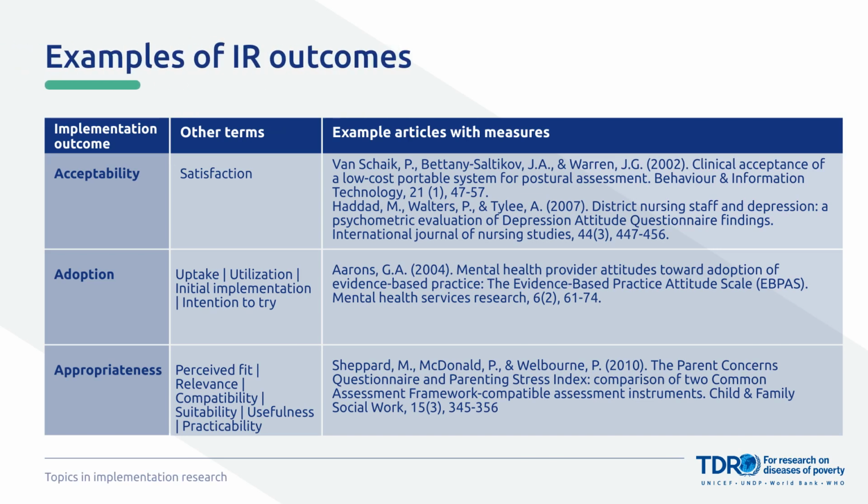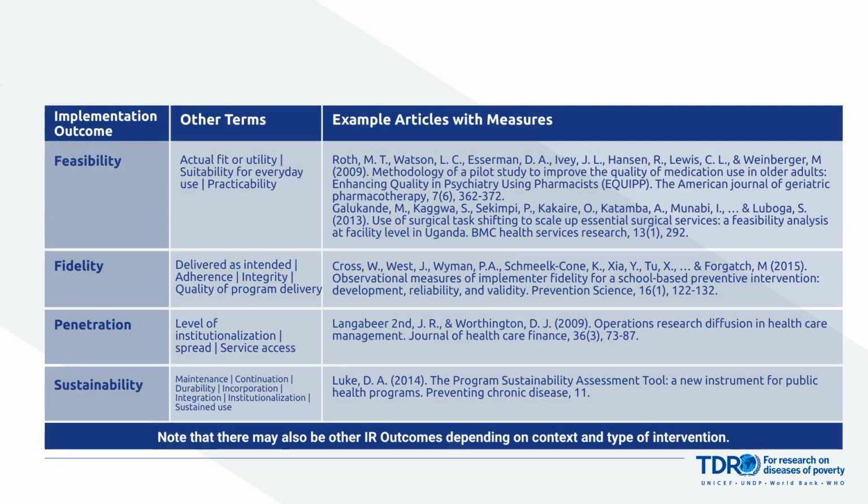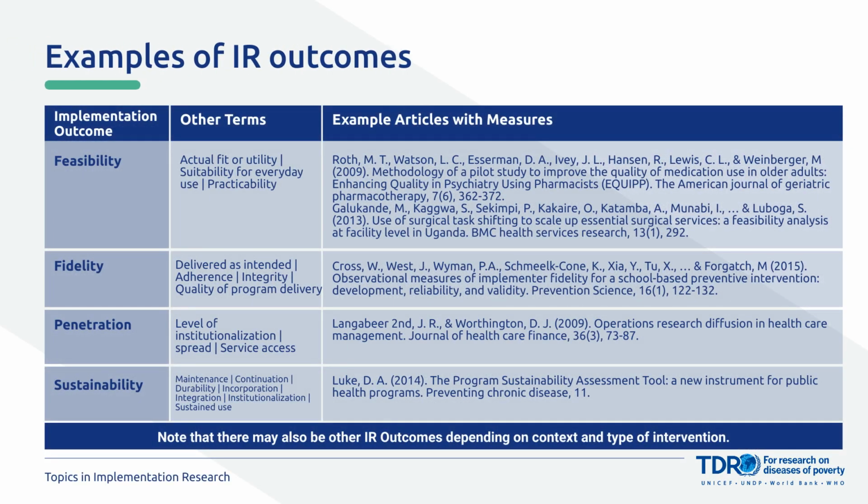Here are the 8 implementation outcomes, with their corresponding terminologies, and examples of articles with measures. Note that there may also be other implementation research outcomes depending on context and type of intervention.